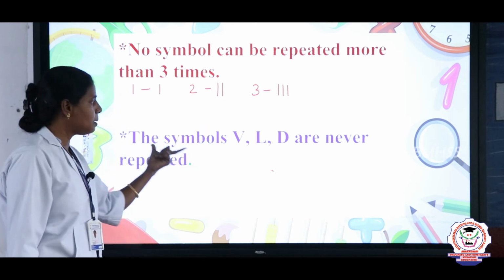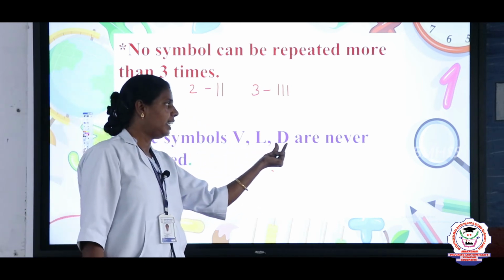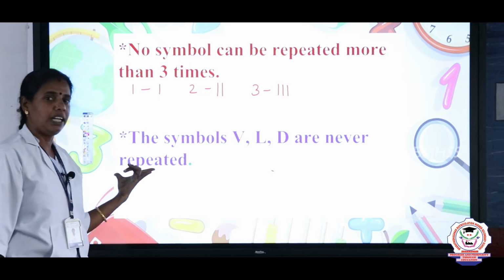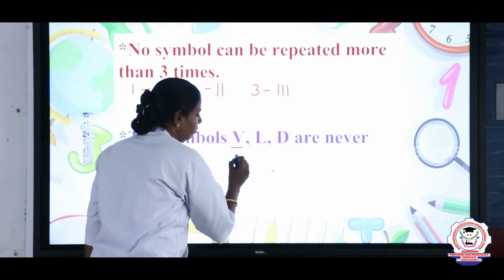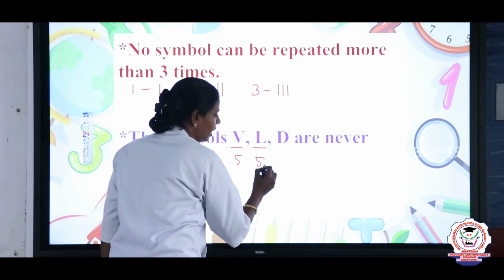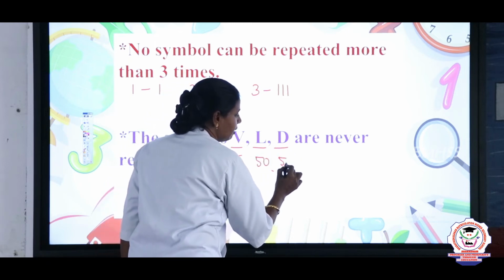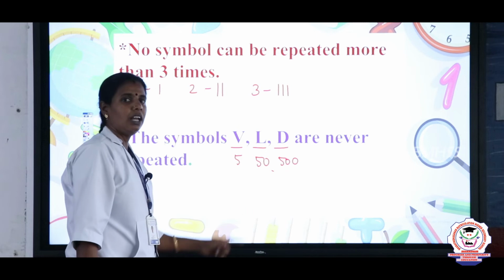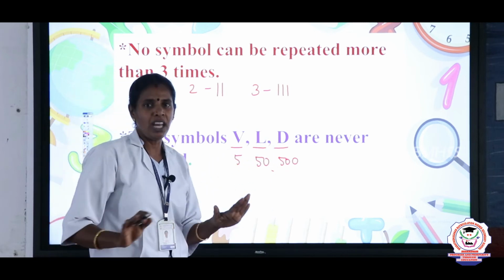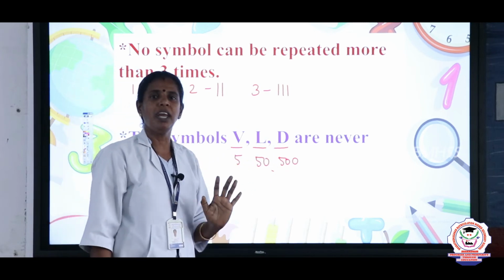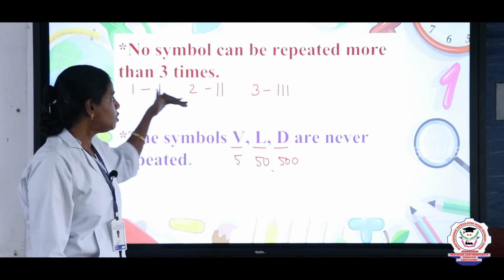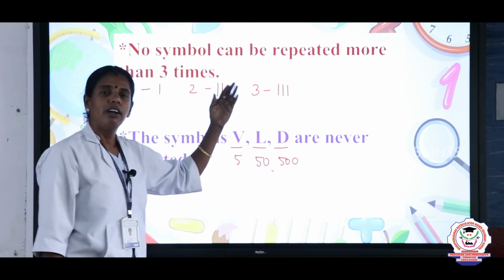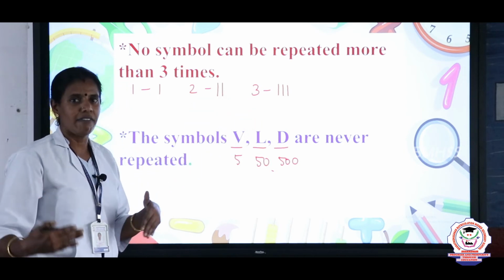See, here the symbols V, L, D are never repeated. This is also one of the rules. Here V is nothing but 5, L is 50 and D is 500. These symbols are never repeated, only once they will be used. V, L and D. And 1, 2, 3 and 5 we have known. How to write 4, 6 and 7 we will see next.